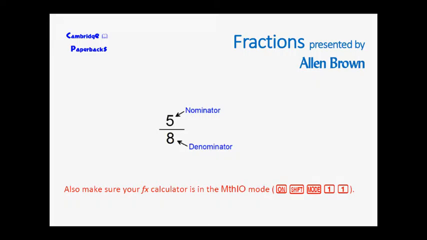In this video we're going to talk about fractions, and when dealing with fractions we need to understand two definitions: the numerator, which is the number above the line, and the denominator, which is the number below the line. When you're using your Casio FX calculator, make sure that it's in the Maths I/O mode, and here are the keystrokes to ensure that that is the case.